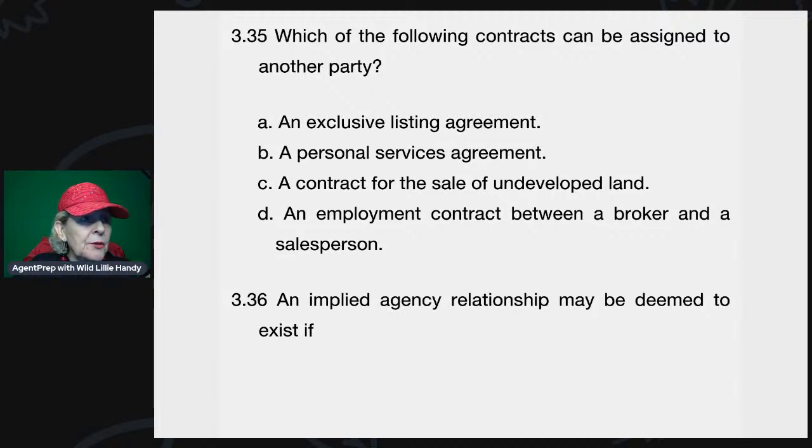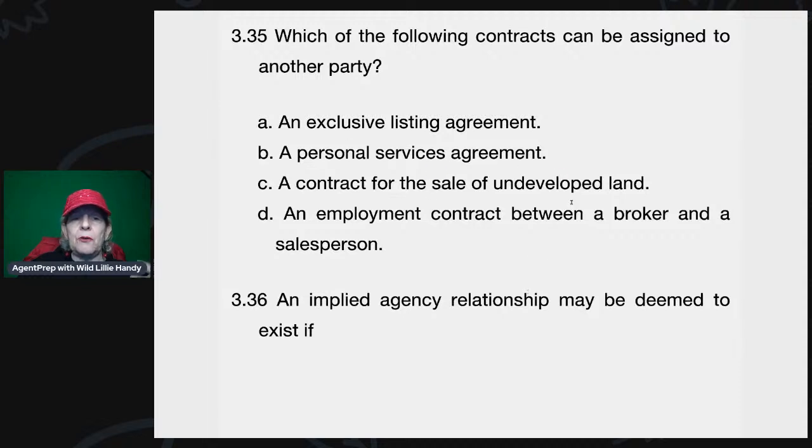Okay, yes, 335B. So do you all understand? No, it's not an employment contract between a broker and us as salespeople. That cannot be assigned. An exclusive listing agreement is only with the owners of the property. They can't assign it to somebody else. Now, they can have a power of attorney and say, okay, my power of attorney will be signing documents for me. They didn't assign it. They're just giving somebody else the ability and the power to sign for them.